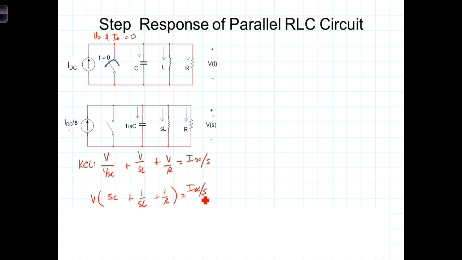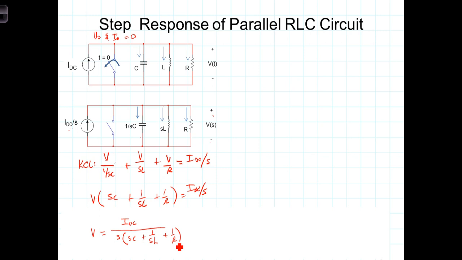Now dividing both sides of the equation by this term right here to solve for V, we have then V of S is equal to IDC. We'll go ahead and bring this S term down into the denominator, the S coming from the fact that it was a unit step function applying at t equals 0, or triggering at t equals 0. Then we've got SC plus 1 over SL plus 1 over R.